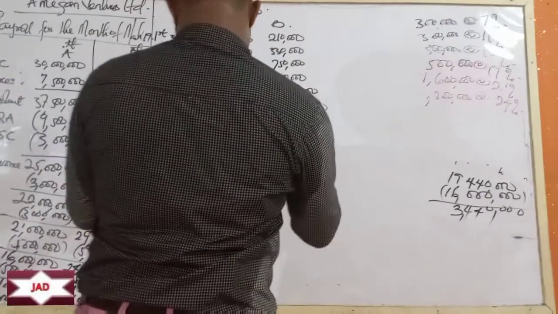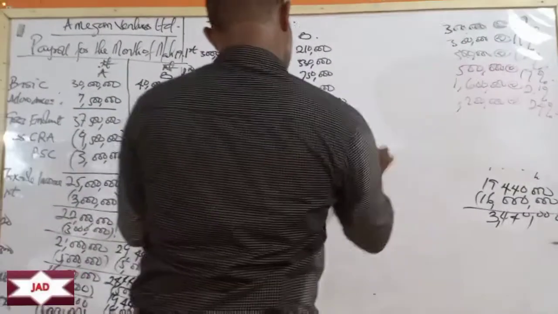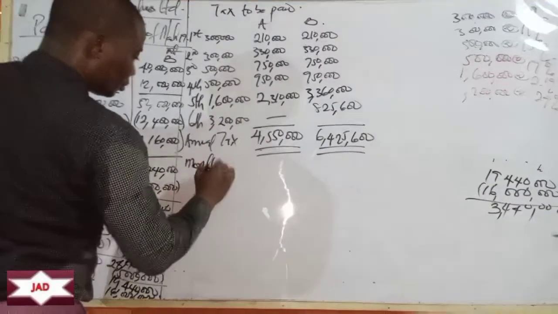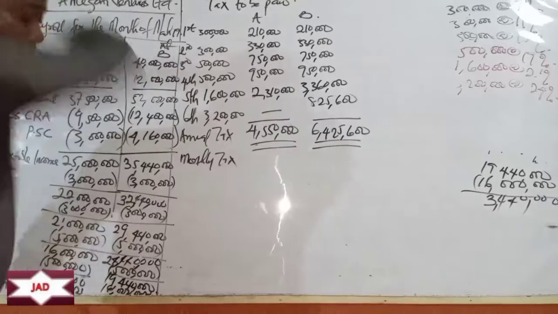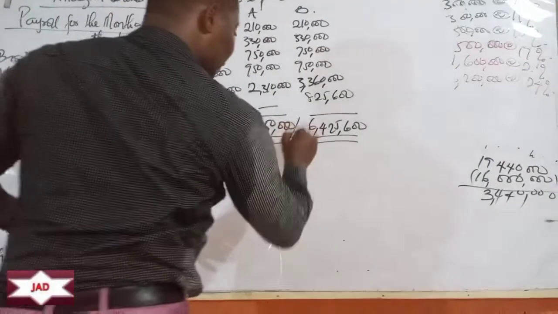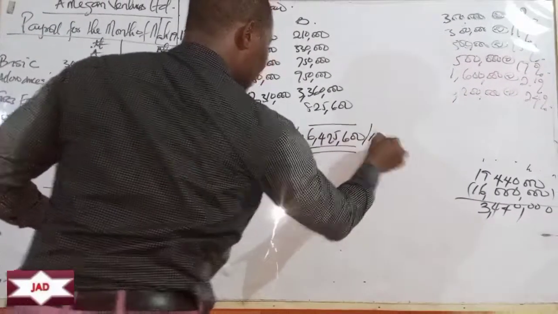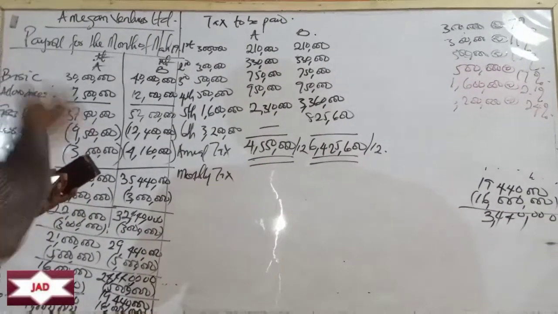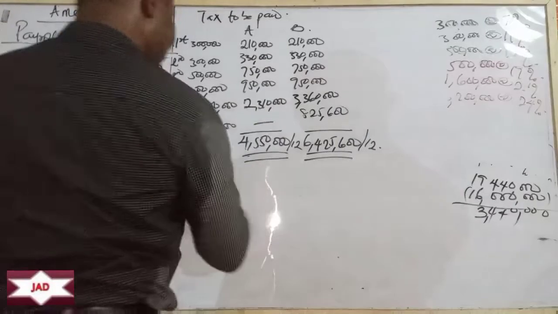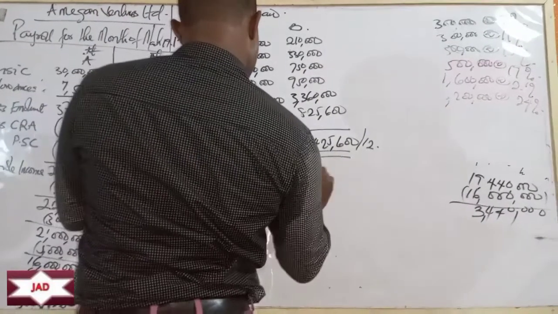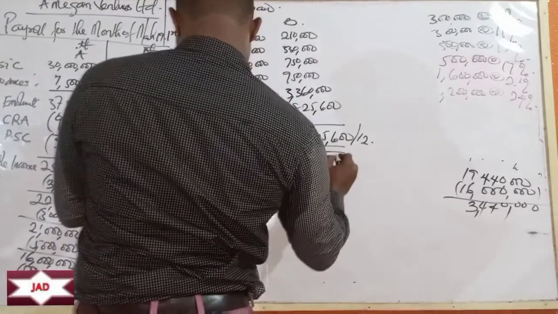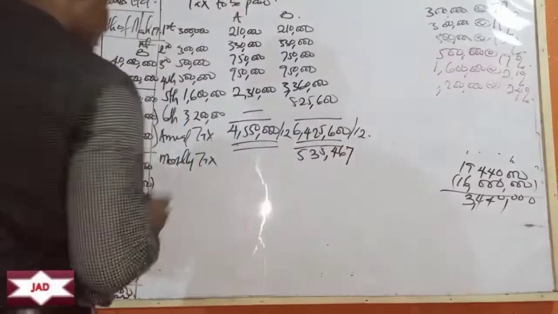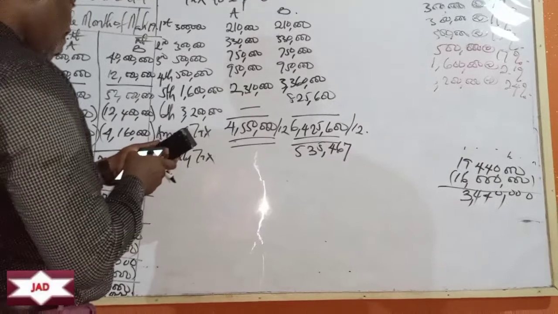You can see 6,425,600. So this is the annual tax. The monthly tax will be divided by 12. So divide this by 12. So the 10 people here are paying 535,467 approximately.